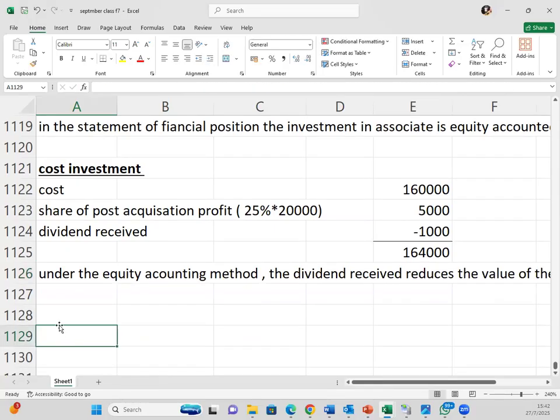Now, let's move on. I think the rest of the stuff you can practice and you can read. Then let's move on to IAS 7 so that we cover much ground. IAS 7, that's the cash flow statement.